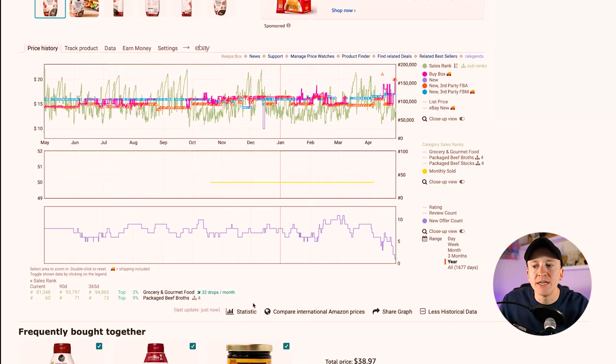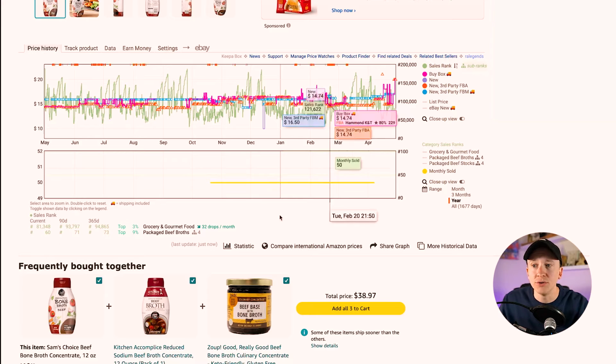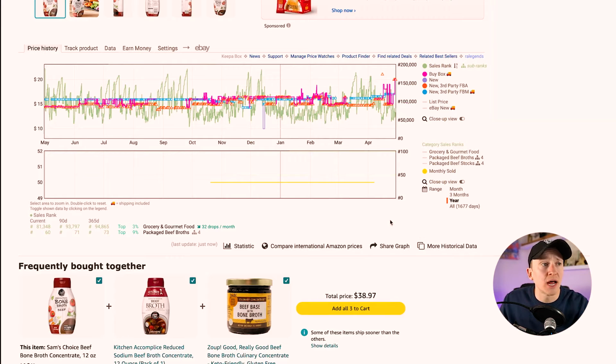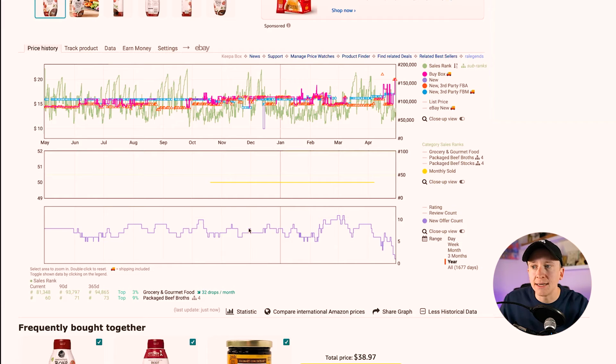Now, you also have information down here such as statistics, and you can compare international prices. You can share the graph. You can also click on less historical data, and whenever you do that, the bottom graph goes away. So if you're not seeing the seller count or the competition, click on more historical data, and this bottom graph will populate.